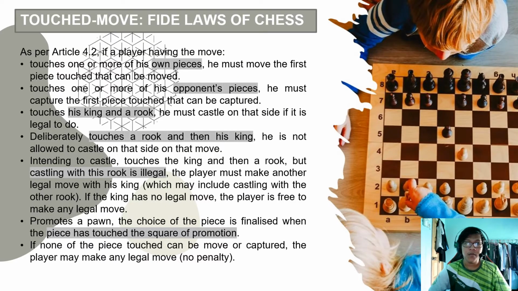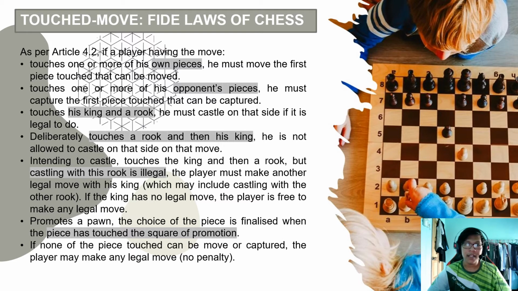Next, I will present on touch move. So for touch move, according to FIDE laws of chess, what is a touch move? According to Article 4.2, if a player having the move, that means the player has to move, if he touches one or more of his own pieces, he must move the first piece touched that can be moved. Second, if he touches one or more of his opponent's pieces, he must capture the first piece touched that can be captured. The third one, if he touches his king and a rook, he must castle on that side, I mean on the rook's side, if it is legal to do.